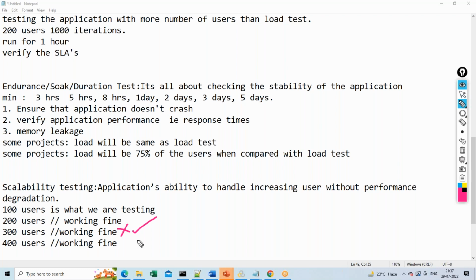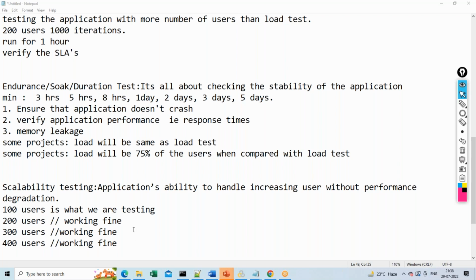For example, let's say for one of the servers the RAM is 16 GB, they might increase it to 32 GB. They might increase the CPU configuration. Anything they can do. That concept is called scale up or scale out.